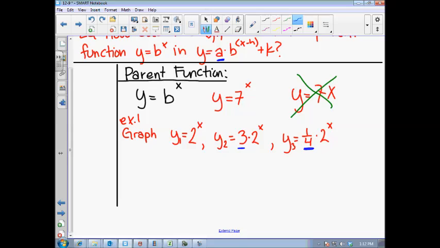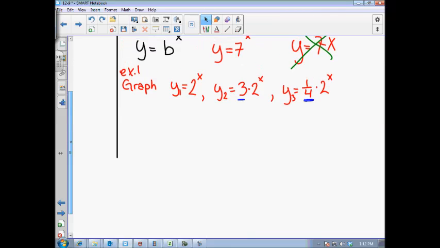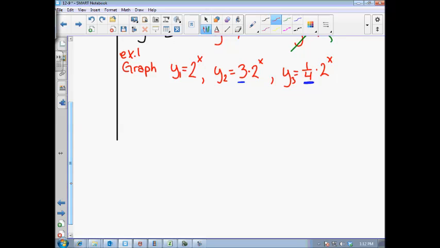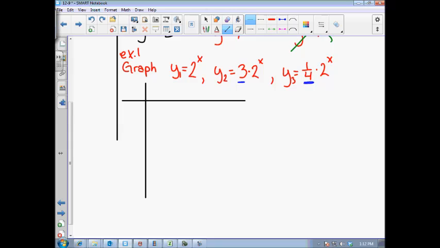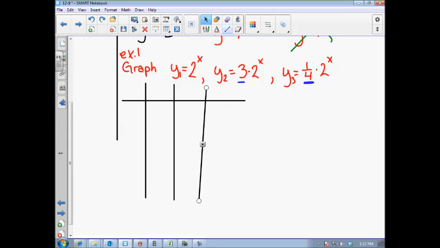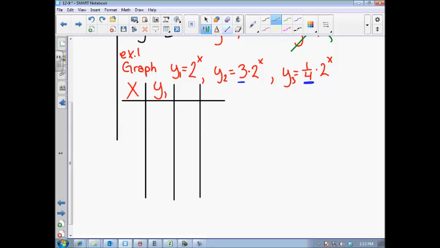Okay? So, grab your ruler. Since we have 3 graphs, 3 equations, we need to do an x, y table for each of them. But we're going to use the same x's, so we're just going to do 4 columns. An x column and then 3 y columns. So grab your rulers so your notes are nice and neat. First column will be x. Second column belongs to our first equation, y1.